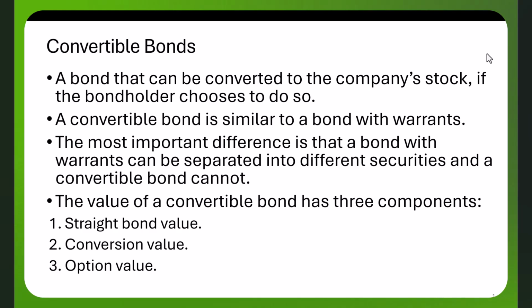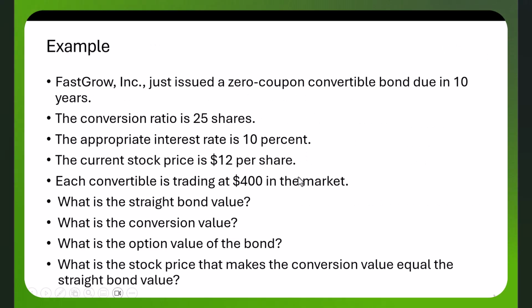The value of a convertible bond has three components: the straight bond value, the conversion value, and then the option value. There's an option to convert. You don't have to do so if it's not beneficial, but if it is beneficial, you can choose to do so. So let's take a look at an example.